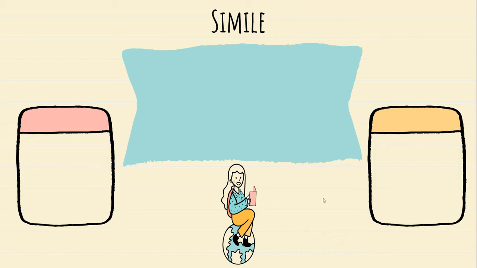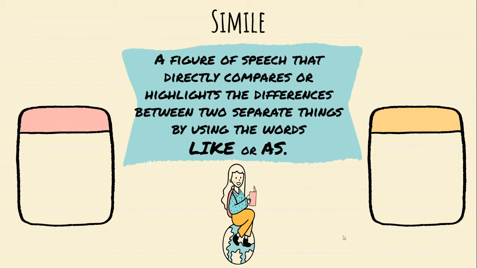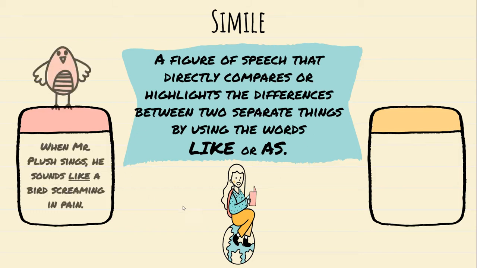First, please go ahead and know the definition for simile: a figure of speech that directly compares or highlights the differences between two separate things by using the words like or as. This is the really important thing to remember about a simile, that it is a figure of speech that uses the words like or as, and we're comparing two separate things. Let me give you an example. When Mr. Plush sings, he sounds like a bird screaming in pain.